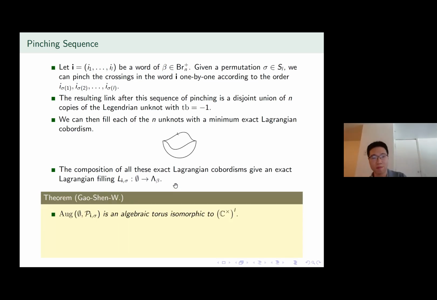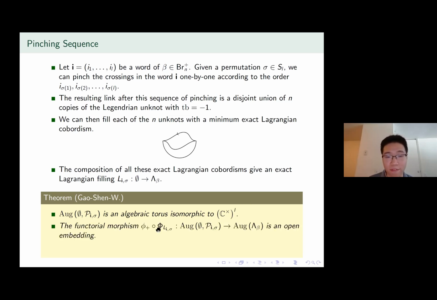So the next theorem that we prove is the following. First, the augmentation variety of the empty set with this filling is actually an algebraic torus of rank L. L is the length of the braid. And then the functorial morphism from this to the augmentation variety is an open embedding. Okay? And now we are embedding an algebraic torus into a cluster variety.